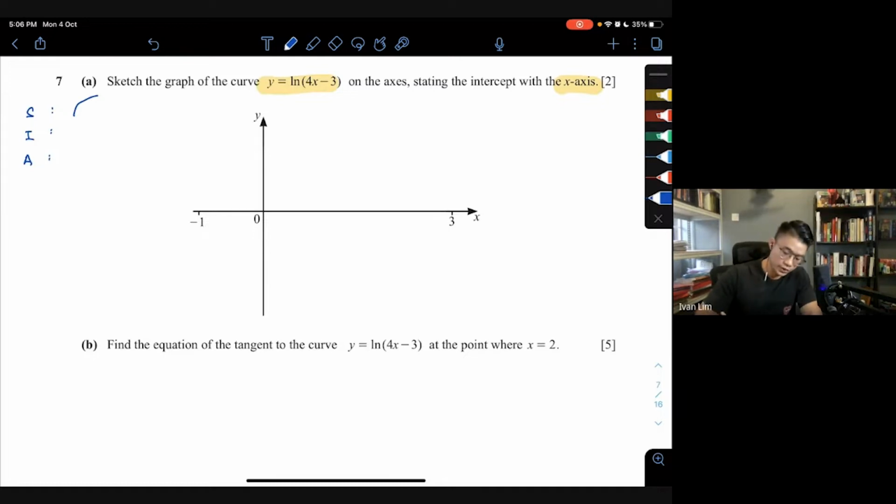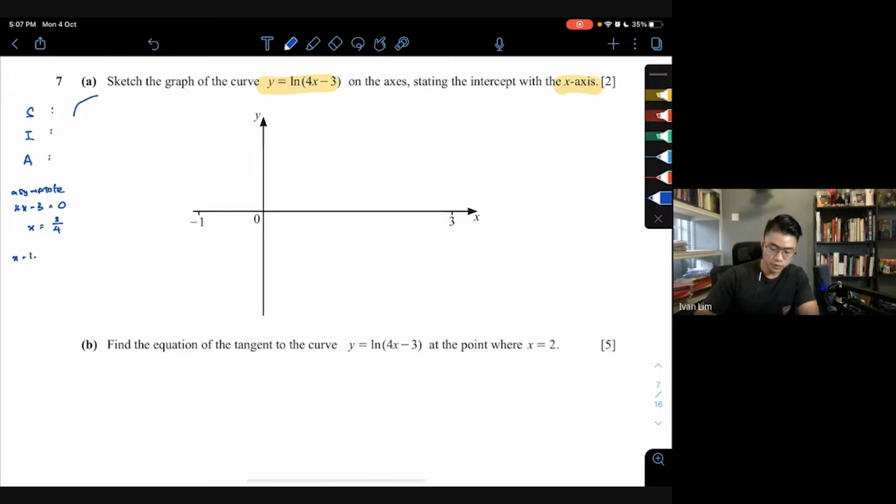So let's find the asymptote first, because we have to show all of these things. If you don't show them, you will lose marks for the SIA. So always use this as an indicator for both exponential and ln graphs: SIA, shape, intercept, asymptote. For the asymptote, we make the argument equal to 0. So 4x minus 3 equals 0, and you'll get x equals 3 over 4. So this is your asymptote, and this is how you check for it.